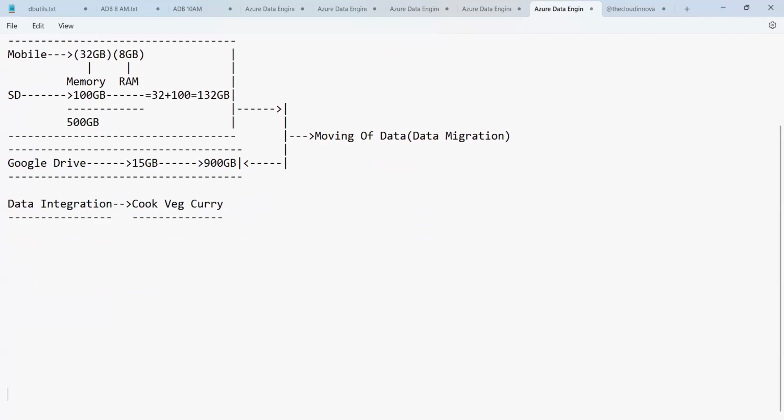So what will you do? First of all, you have to go to the supermarket, everyone, and get the vegetables for cooking. Am I right? First of all, you have to go to the market and get the vegetables.